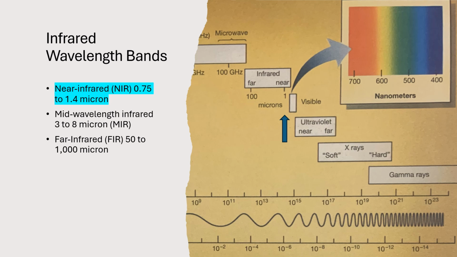It's typically broken up into three wider bands. Inside the band of IR is the near infrared, which runs from 0.7 to 1.4 microns. The second, or middle band, runs from 3.3 to 8 microns, and then the far IR runs from 50 to 1,000 microns. That bumps up right next to the microwave.